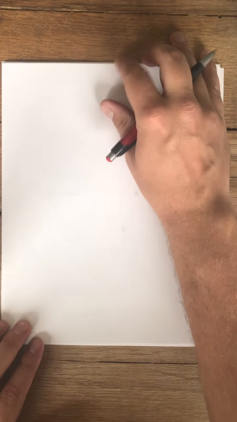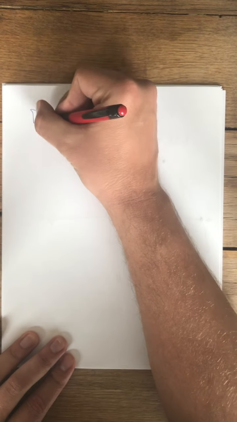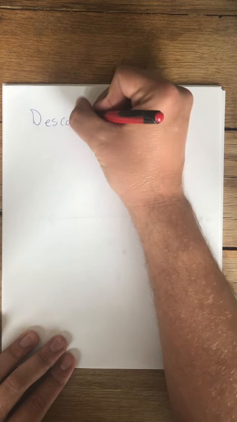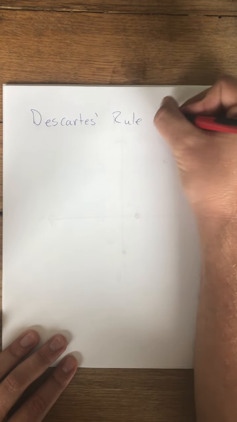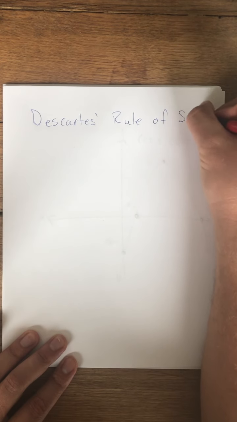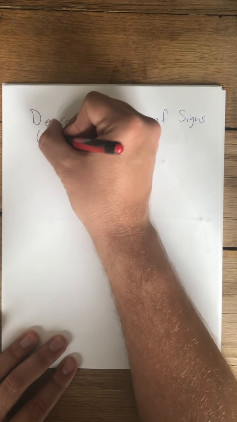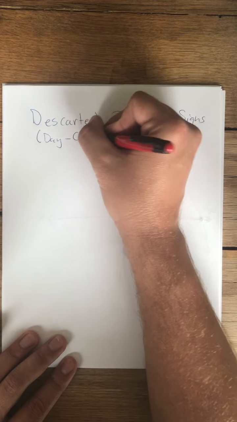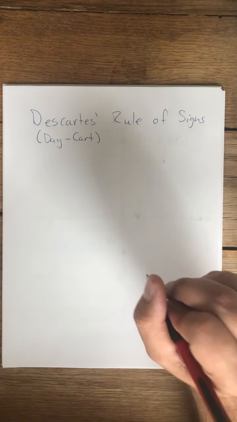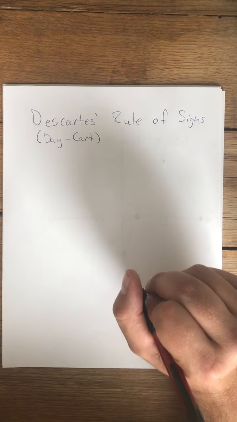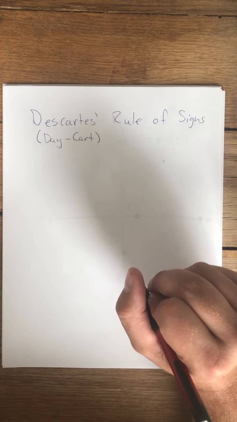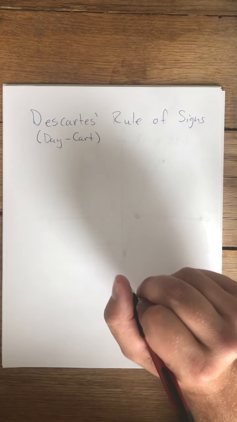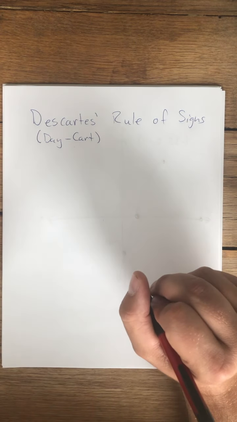Descartes' rule of signs. So you pronounce this Descartes. René Descartes, French mathematician, came up with this. This is a really powerful tool. It's kind of hard for some students to get the hang of, so I try to put this in plain English as possible.